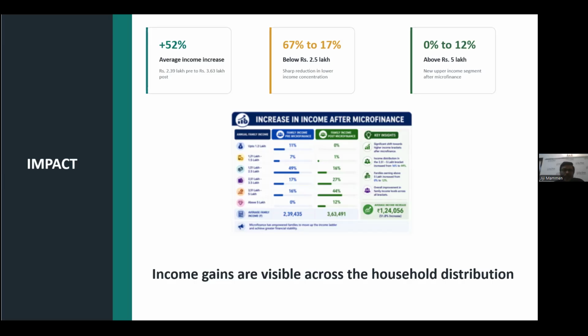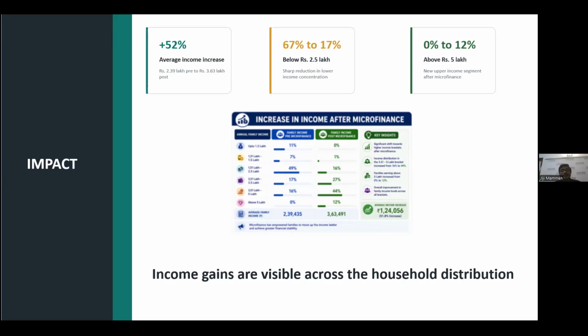And how did you collect this data? Only by asking questions? For the post data we didn't ask much because we already had the current income data, which we used. We only needed to ask the pre. Although we asked both, we used the current income as the post, and for the pre-income we asked: before joining microfinance, what was your annual income?